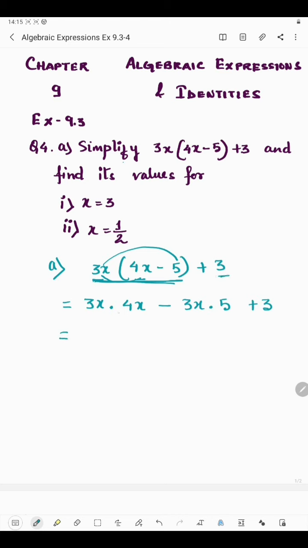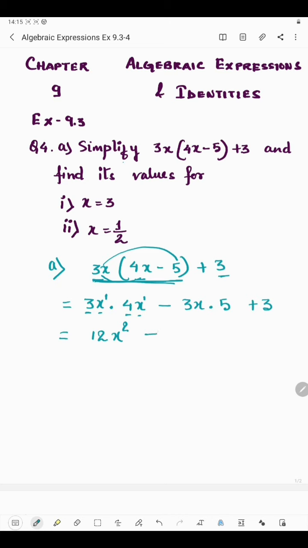Now we will multiply this too. We'll multiply the numbers first. So 3 multiplied by 4 is 12. Now we will multiply the variable. Here we have x one time, here also we have x one time. So 1 plus 1 is 2. So the power of x will be 2.